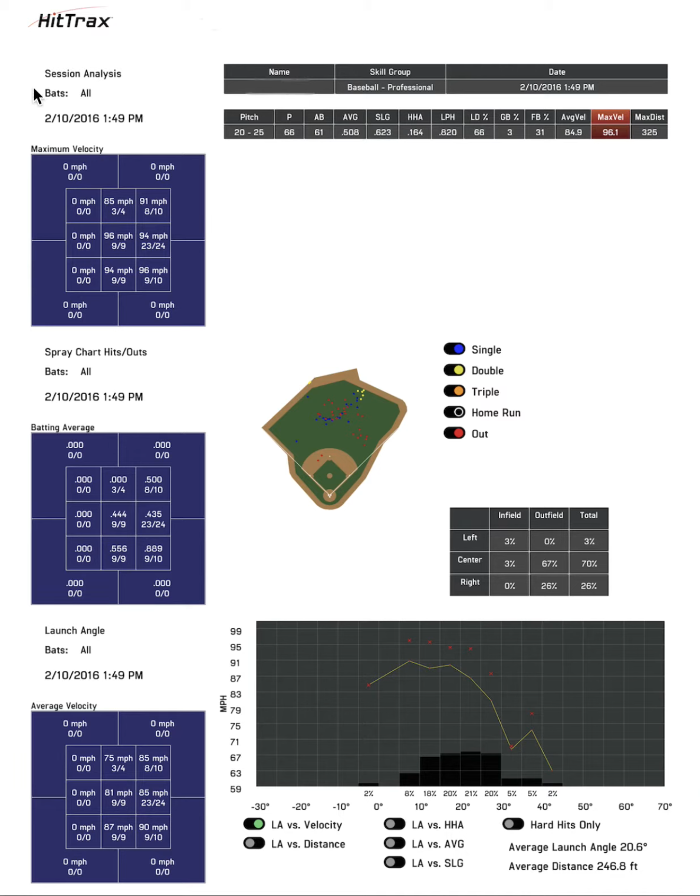In this article we're looking at Eric's HitTrax data and how some of the things that we did with him were able to improve him so quickly in such a short amount of time. So right here you're going to see the time and the date of this session, and you're going to see some simple things that I want to point out. We got his average velocity at 84.9 and his max velocity at 96.1.